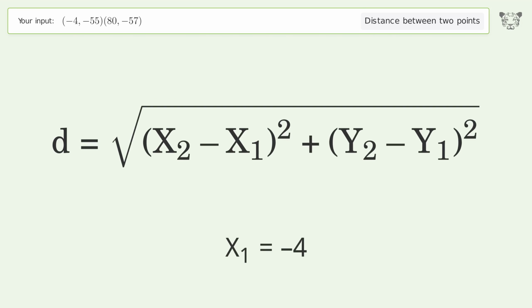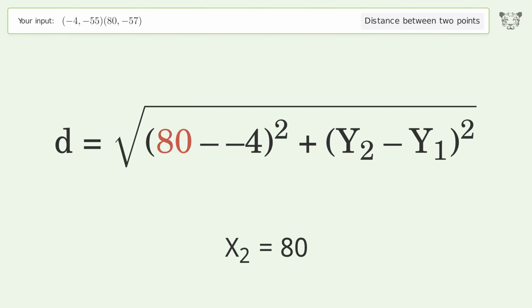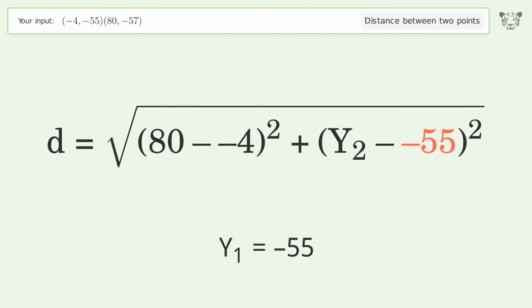x1 equals -4. x2 equals 80. y1 equals -55. y2 equals -57.